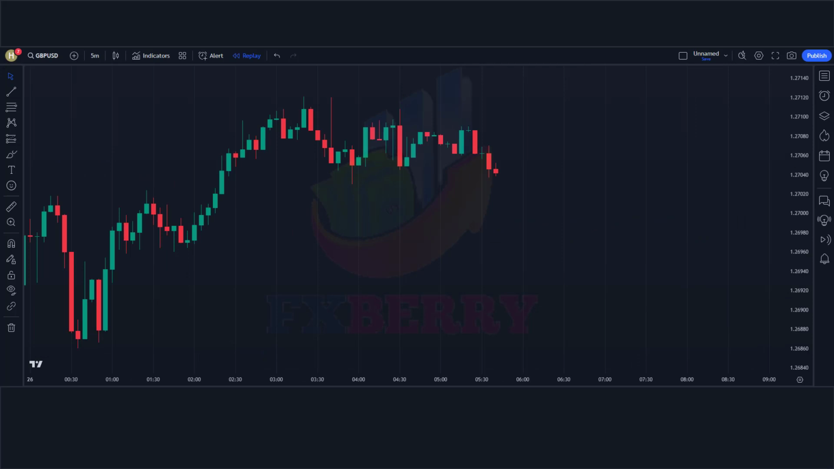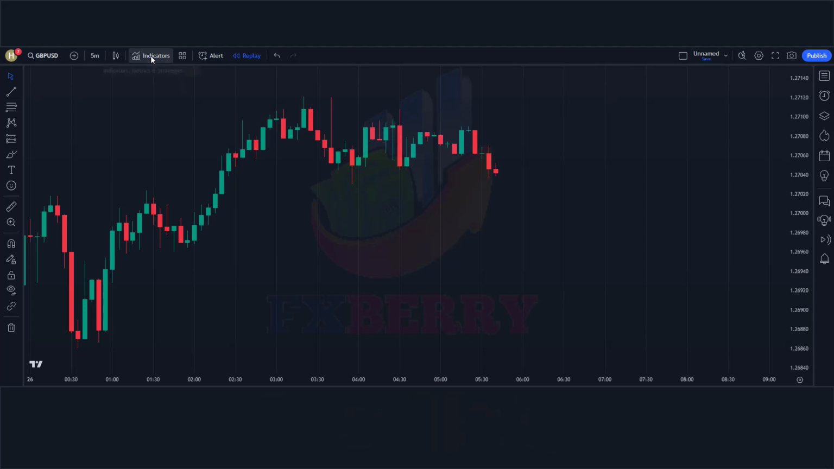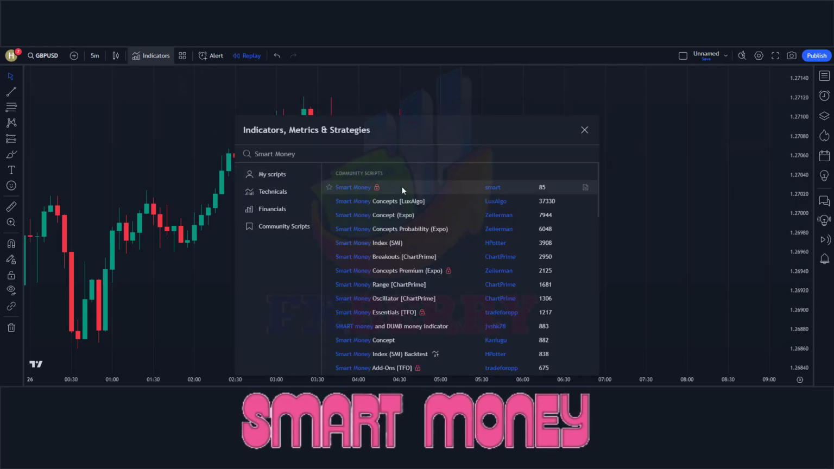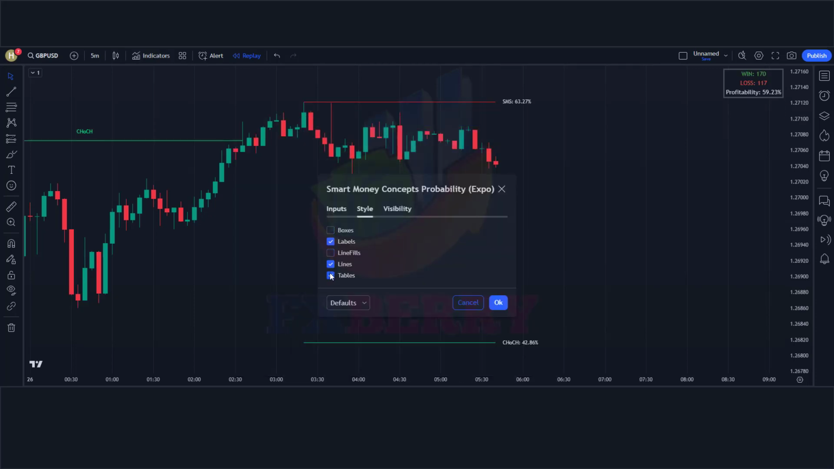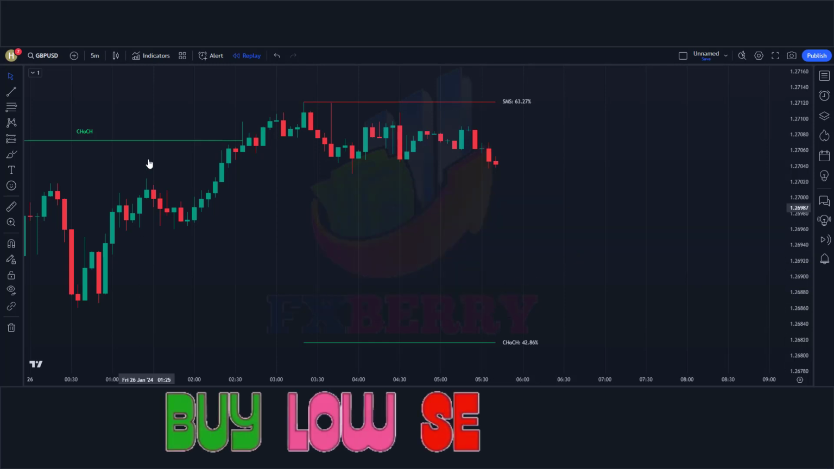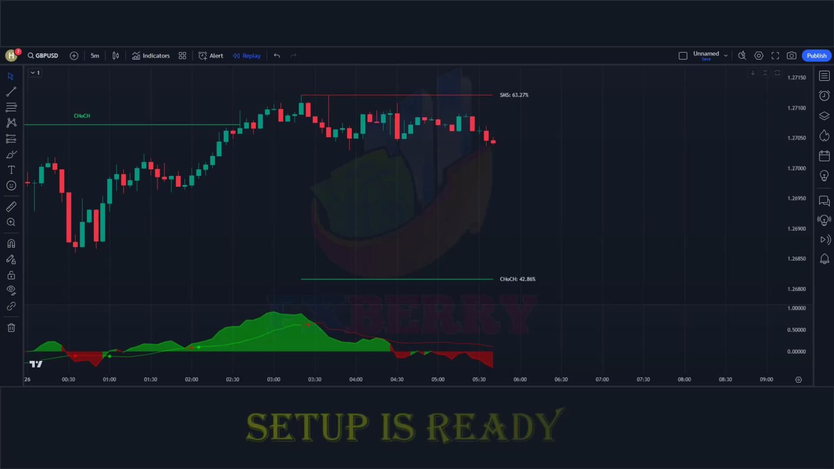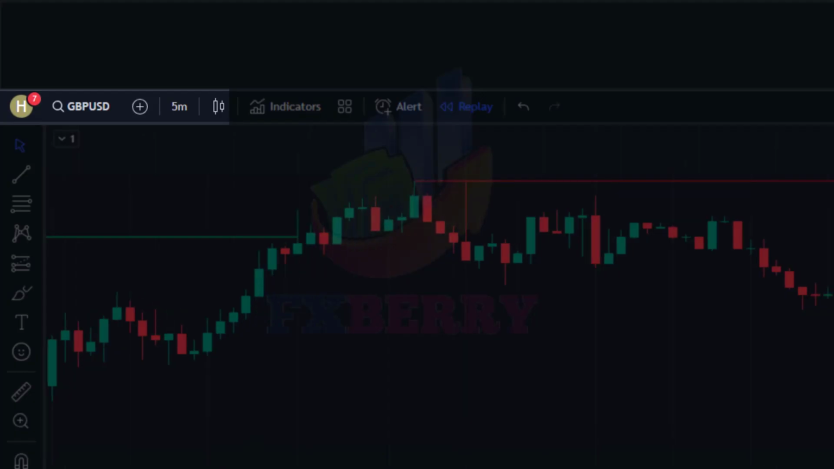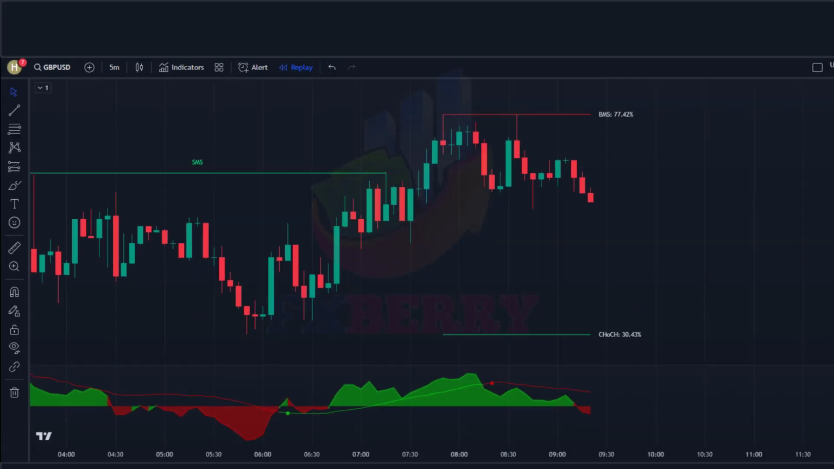So let's get started. In this setup we would require two oscillators. First indicator name is Smart Money. Keep the indicator setting as I have shown here. Second indicator name is Buy Low Sell High. Setup is ready. We are going to test this strategy on 5 minutes time frame in GBP USD chart.